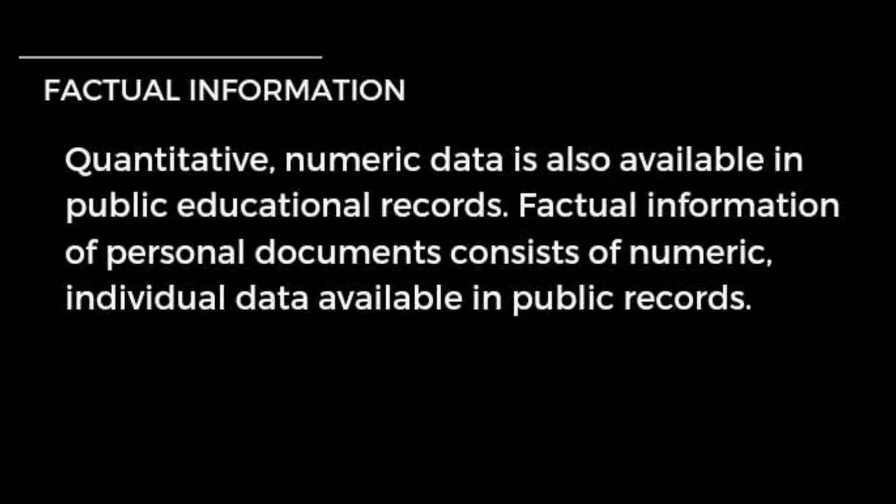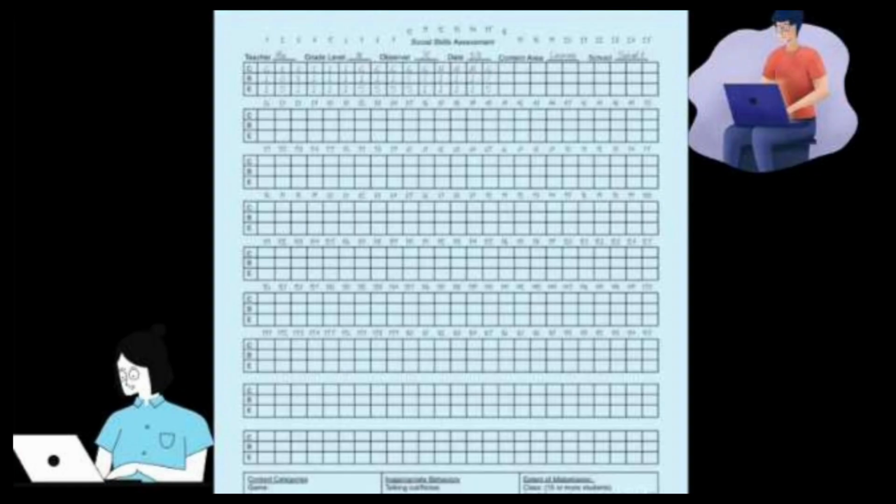Next is the functional information. So factual information from public educational records and personal documents offers researchers access to quantitative data that can be used for various research purposes, including analysis of academic performance, educational outcomes, and demographic trends. So this is an example of an observational scoring sheet with fictitious data.